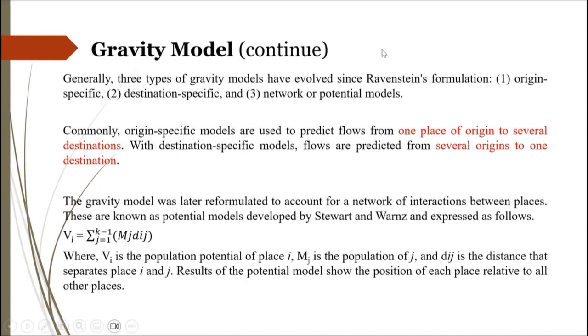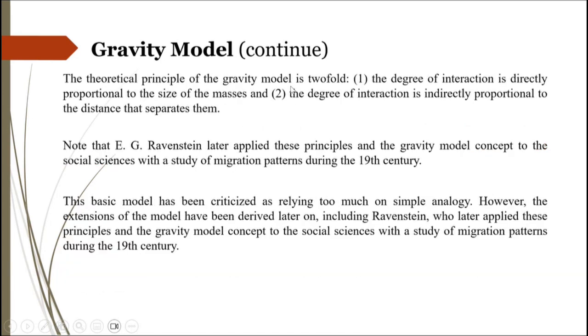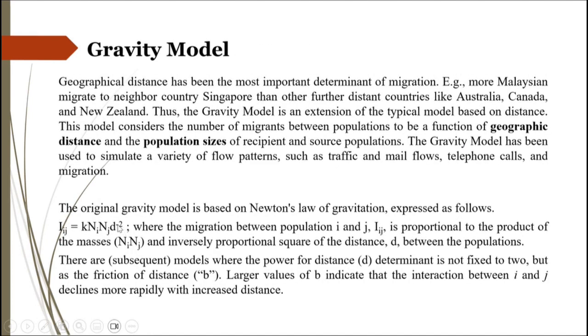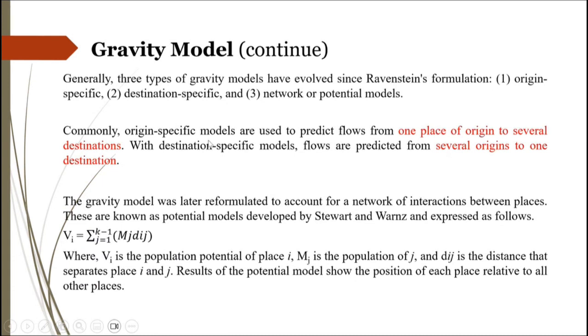Some of the common or popular add-ons or improvements on the gravity model, right? Improvements from the original gravity model are just like that. Some of the improvement, of course, some will say that it's not -2, it is another number. But besides that, some of the improvements will be these few: origin specific, destination specific, and network or potential model. Origin specific means that one place of origin to several destinations. That means from A to B1, B2, B3, B4, B5, B6, B7, B8, B9, B10, right?